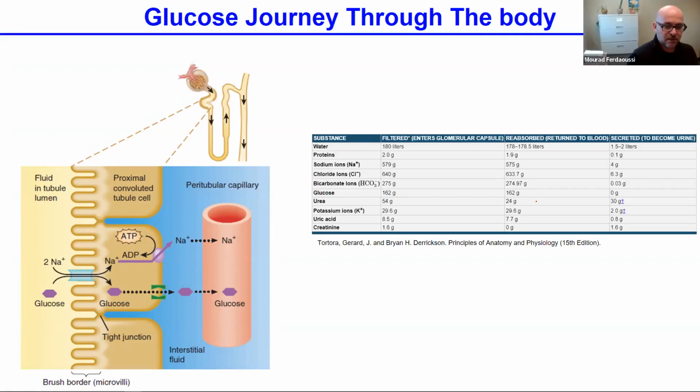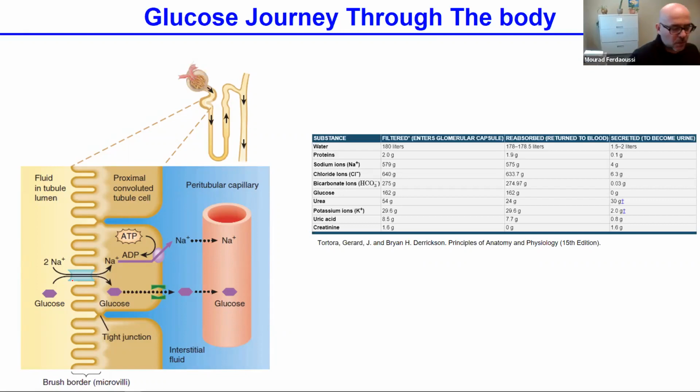You can see that the secretion of the glucose in the urine is zero. So all the glucose is reabsorbed by our renal system, going back to our circulation. So how is the glucose reabsorbed by the renal cells, or epithelial renal cells? We have this co-transporter of the glucose and the sodium, and the glucose is going back to the circulation at the same time with the sodium by this transporter.